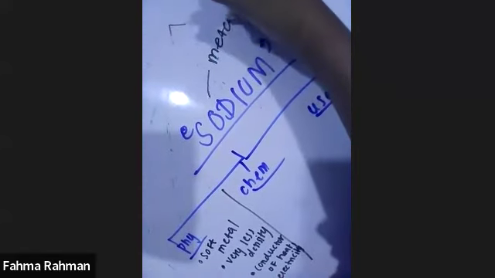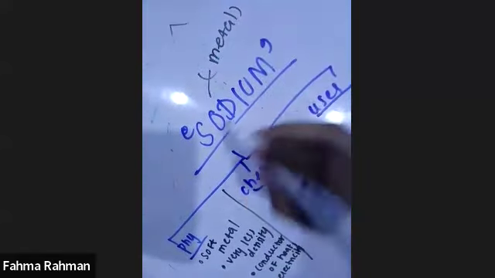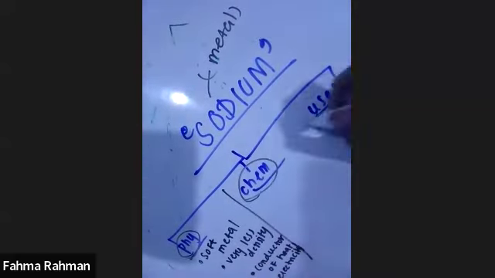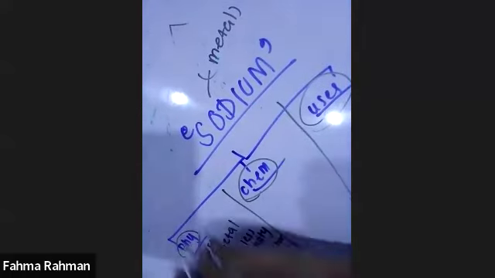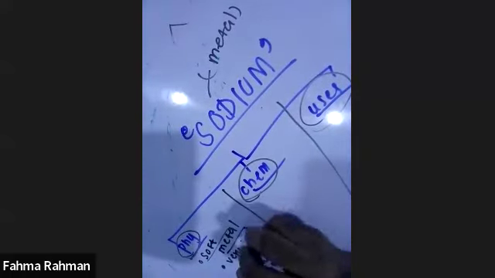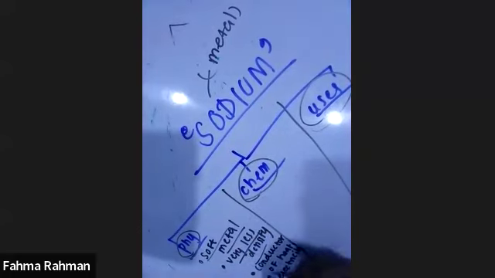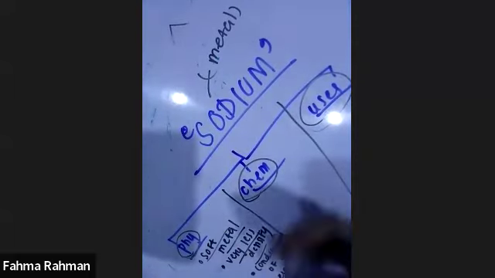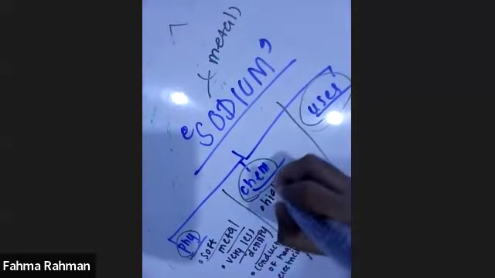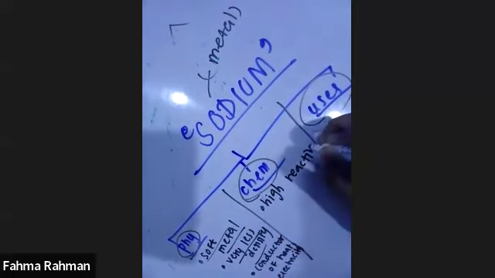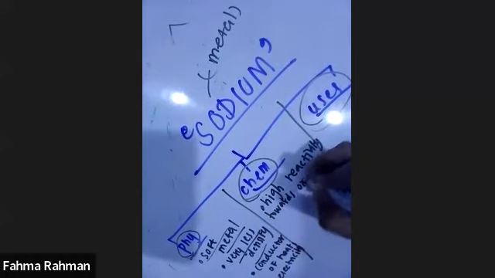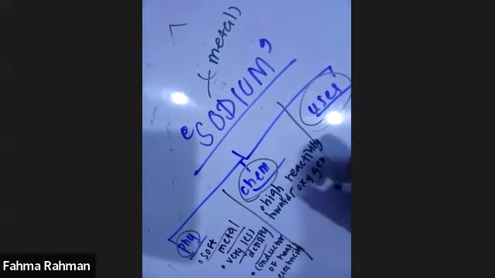Now, sodium we can classify according to the physical properties, chemical properties, and the uses. If you take the physical properties of sodium, it is a very soft metal. It has a very low density. It's a conductor of heat and electricity. But if you take the chemical properties of sodium, it has a high reactivity towards oxygen.